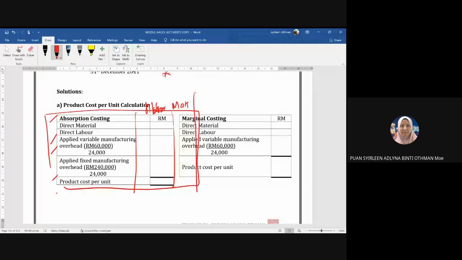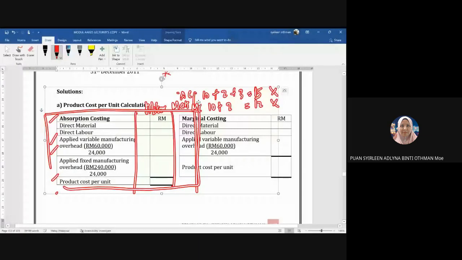Tapi kalau awak kira nanti RM10 campur RM2 campur RM3 campur RM4, campur dapat 15. Lepas tu awak letak ni absorption costing. Lepas tu marginal costing awak letak RM10 campur 2 dapat 12. Kalau macam ni saya tak bagi markah ya. Sebab you nak kira product cost per unit, you kena itemize lah. Needs to be detailed. Okay?